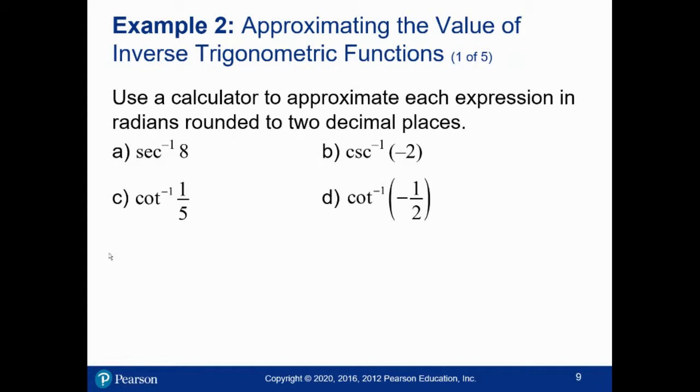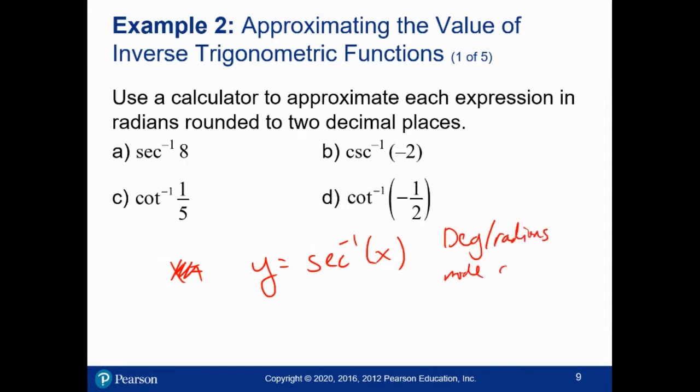Now here's a question for you. Suppose y is arcsecant of x. Does degrees versus radians mode affect x or y, the input or the output? Arcsecant x means an angle whose secant is x. So between x and y, which of these is the angle?